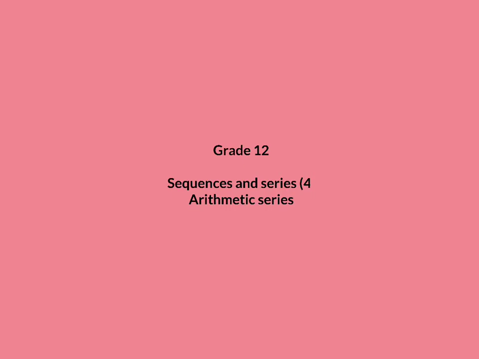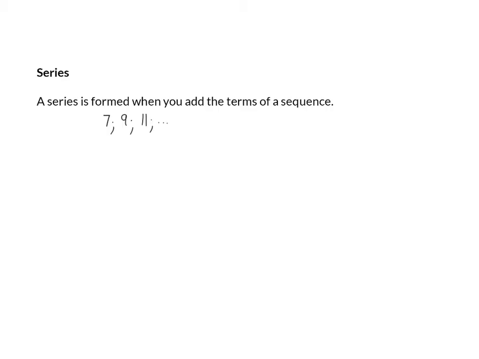In this lesson on sequences and series, we are having a look at the arithmetic series. A series is formed when you add the terms of a sequence, and that can also be called the sum. Now, in this sequence that we have, we can say let's add the first two terms. That will give us 16. Or we can say let's add the first three terms to get 27, and we can continue like that.